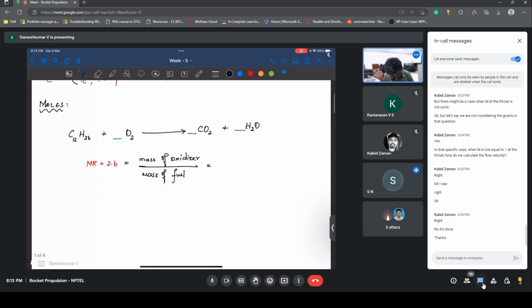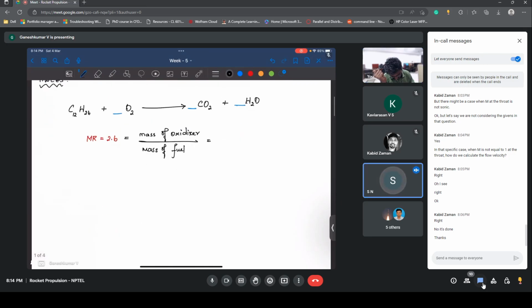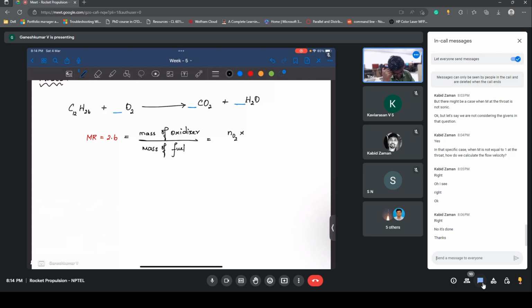So 32 or something like that, right? We don't know the number of moles of O2. So we can write N of O2 times the molecular mass of O2, or molecular weight. We already know the O2 mass, so it's going to be 32, right? Similarly, if you want to write N of C12H26, which is actually 1, right?